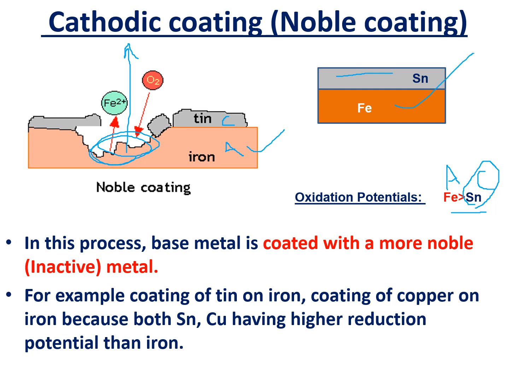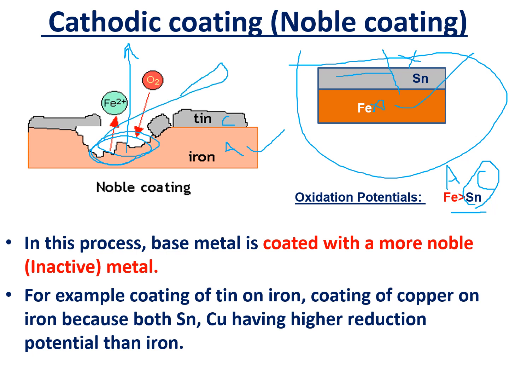Why? Because iron doesn't corrode, since it is protected by the tin layer. Tin also doesn't corrode, because it has a lower oxidation potential and is not interested in the oxidation process. That's why both don't corrode. But the problem is, if any scratches happen like this, our base metal is involved in corrosion. That is a serious issue, and it leads to pitting corrosion. So we need more care and more maintenance when we make a noble coating on the base metal.